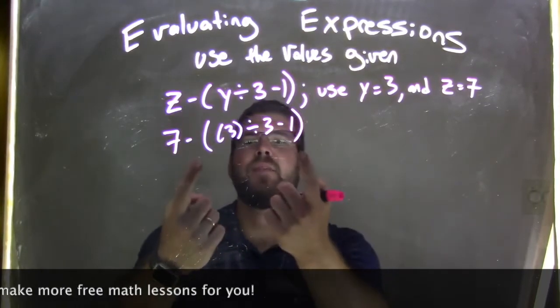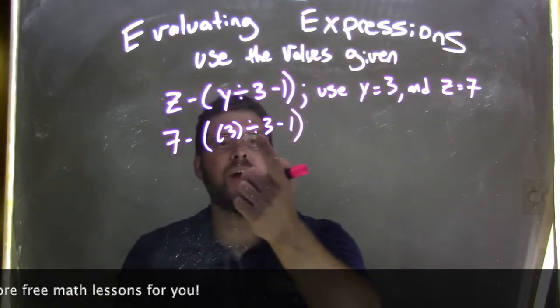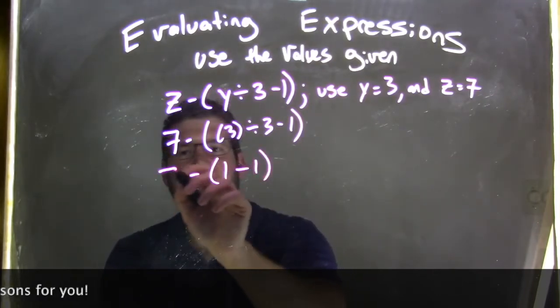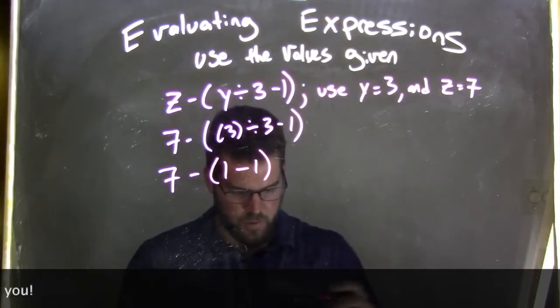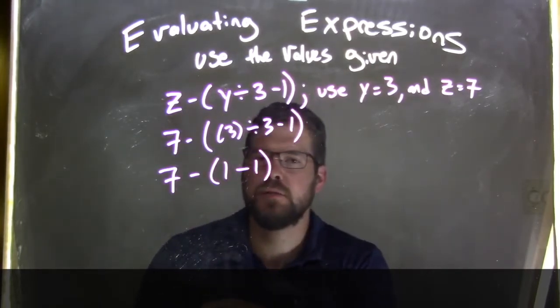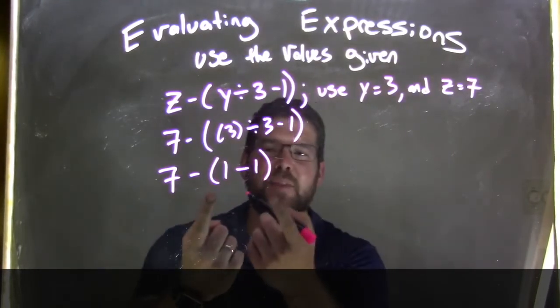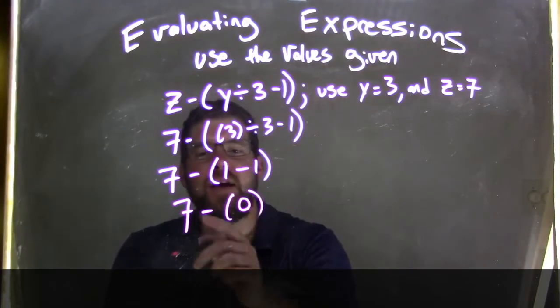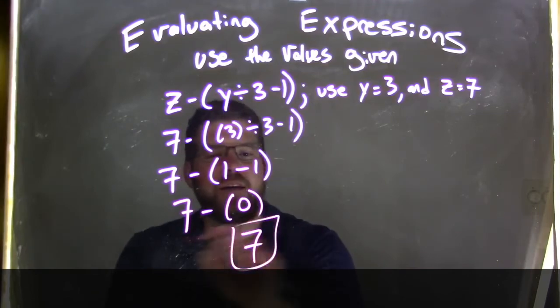So let's deal with inside this parentheses first. 3 divided by 3, well, that's just 1, right? Any number divided by itself is 1, okay? So now we have 1 minus 1, which is 0, right? It's inside the parentheses. We need to do that first. 7 on the outside minus 0, and 7 minus 0 is good old lucky 7.